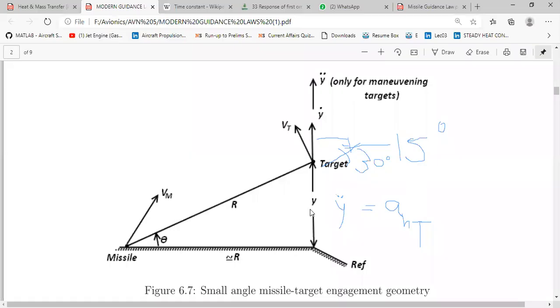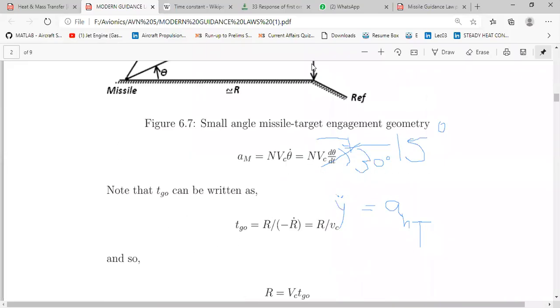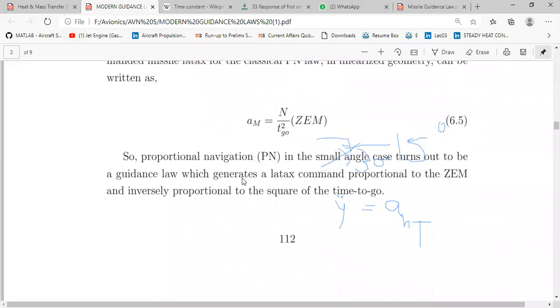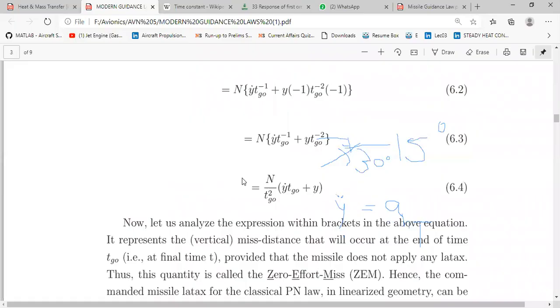Okay, and using this, your acceleration part does not come into the picture when you are considering proportional navigation, and based on that, what we have derived is the equation. I think acceleration of target is 0 in proportional navigation.